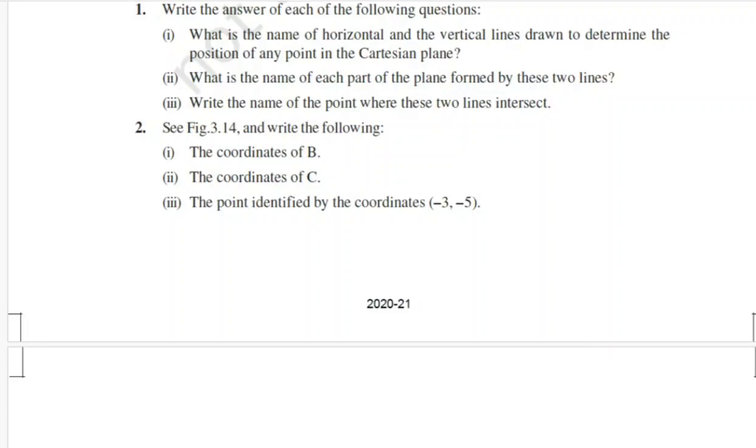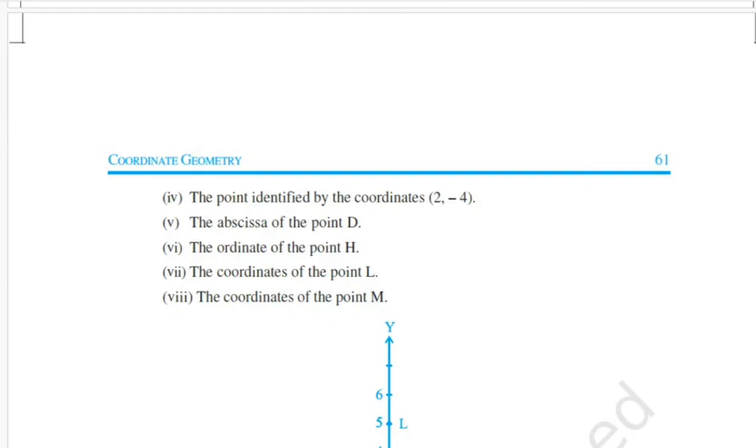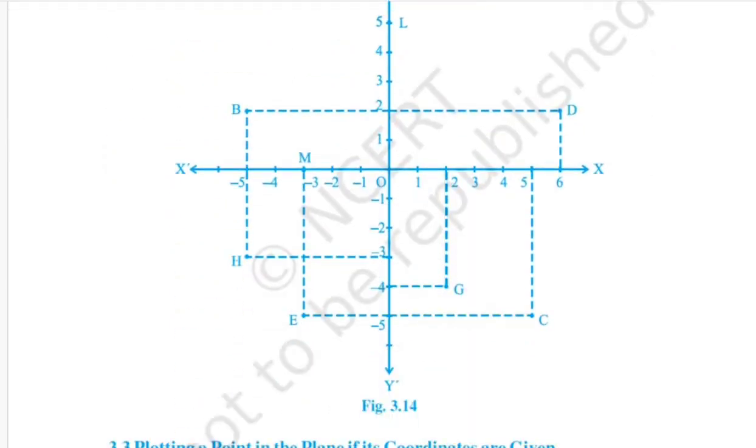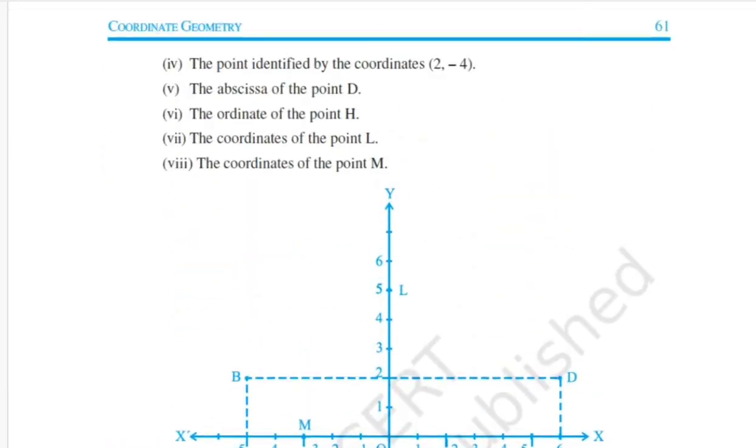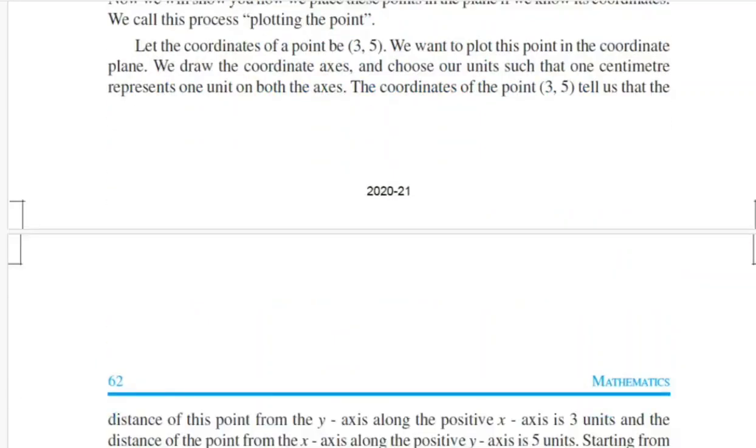Similarly, some questions you can see: what is the point where these two lines intersect, what is the name? The point where the two lines intersect is known as the origin. So remember the name. Coordinate of origin is (0, 0). Such questions they may ask in MCQ. Similarly, go through this graph also. The abscissa means the value of x. Similarly, ordinate means the value of y. So remember all these questions. Such questions you will get in MCQ.